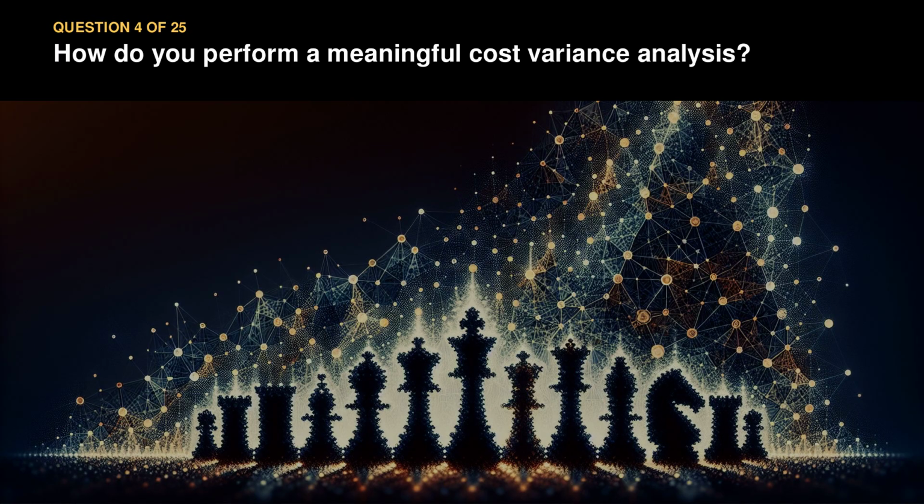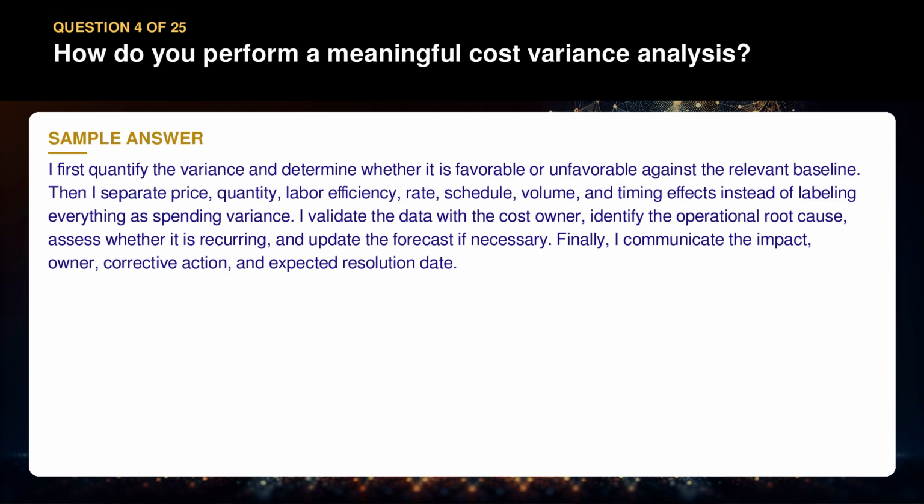Question 4. How do you perform a meaningful cost variance analysis? I first quantify the variance and determine whether it is favorable or unfavorable against the relevant baseline. Then I separate price, quantity, labor efficiency, rate, schedule, volume, and timing effects instead of labeling everything as spending variance. I validate the data with the cost owner, identify the operational root cause, assess whether it is recurring, and update the forecast if necessary. Finally, I communicate the impact, owner, corrective action, and expected resolution date.